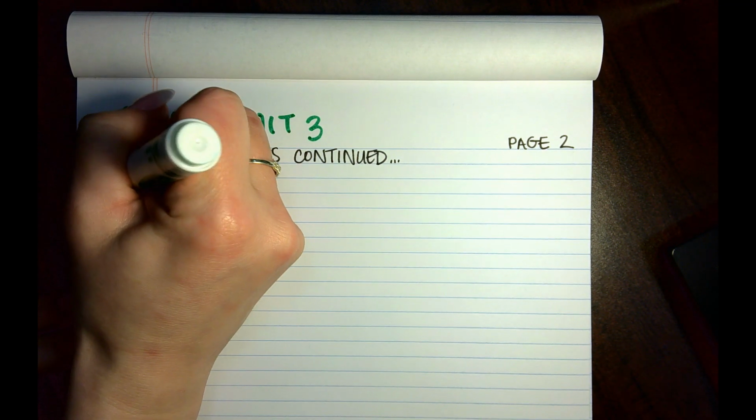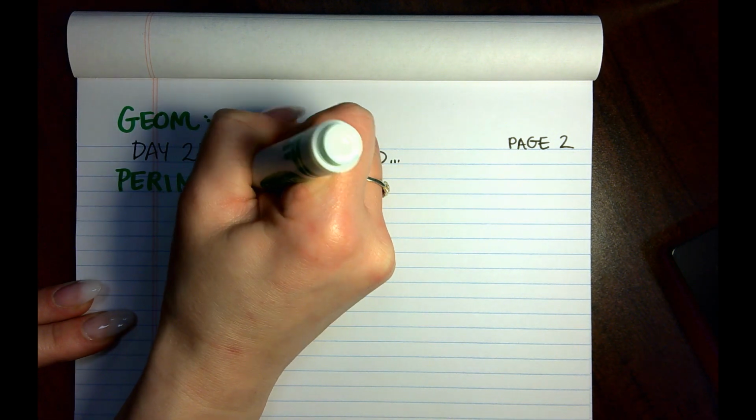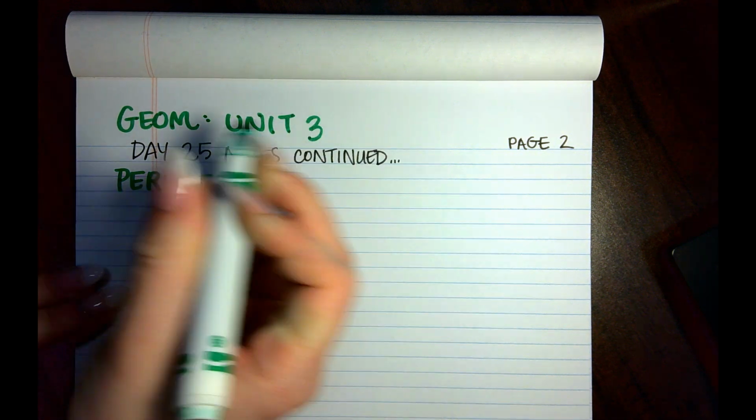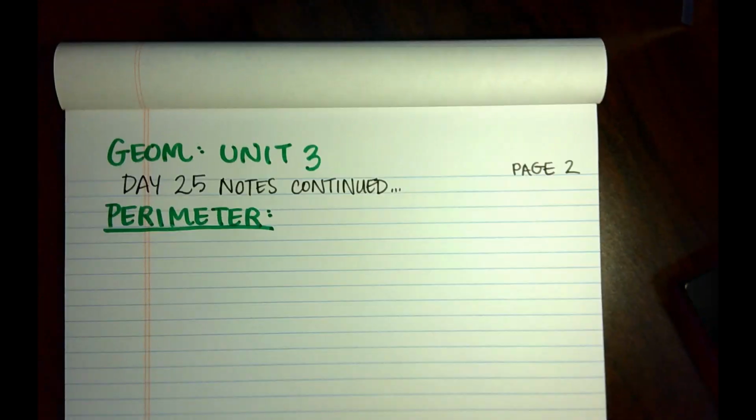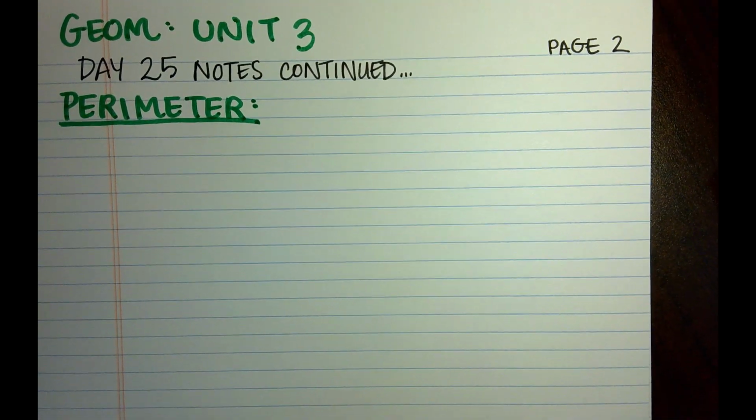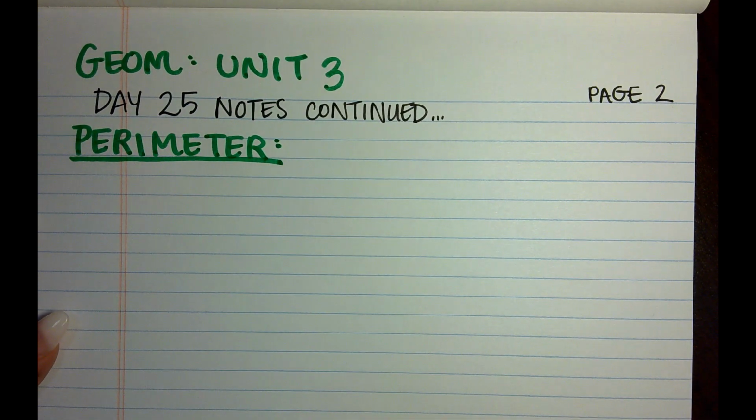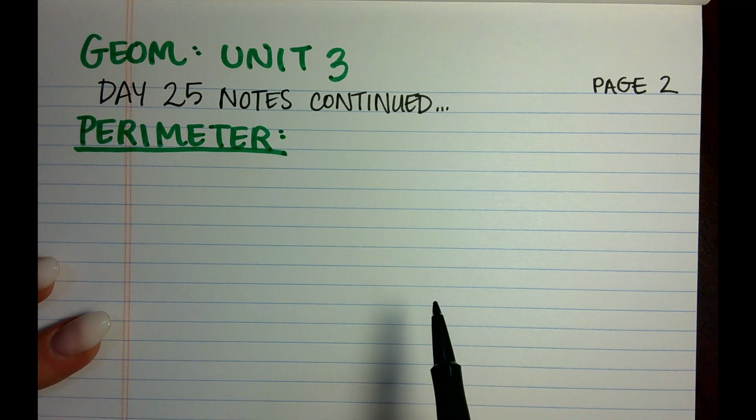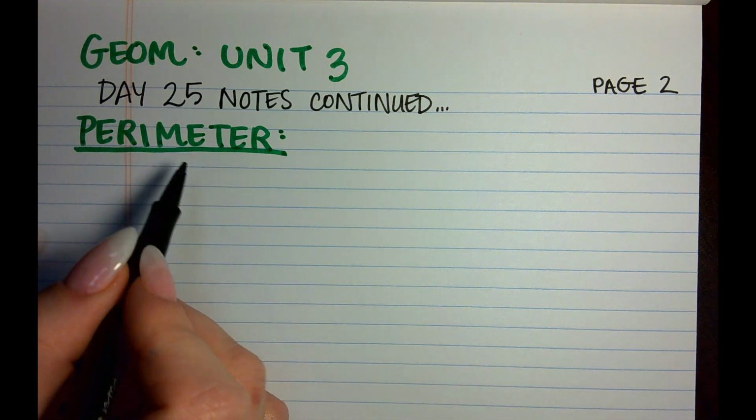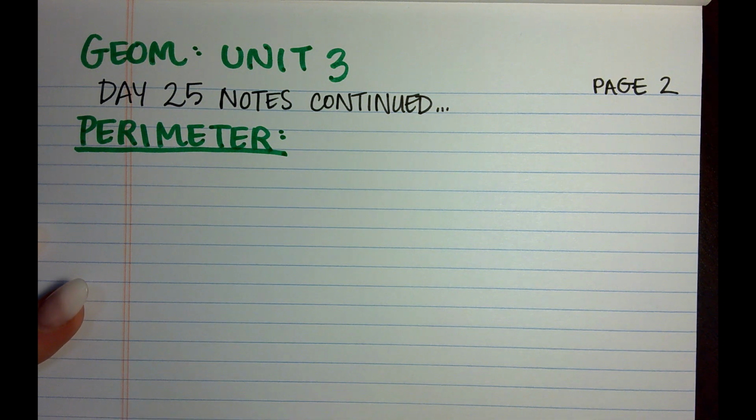So let's just talk for a moment about perimeter specifically. We're actually going to focus today a little more on four-sided polygons, on quadrilaterals. Okay, so if I have, let's go with a square. Let's talk about a square.